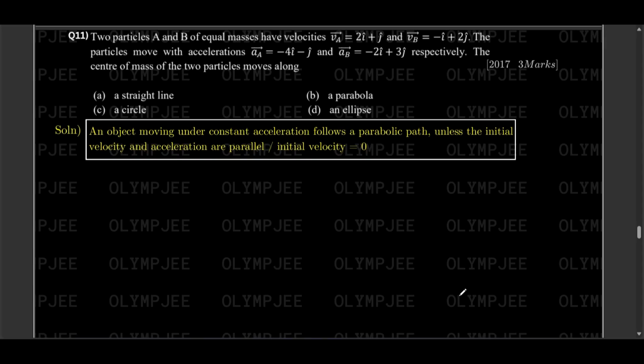Question 11 is good. It says that two particles A and B of equal masses have velocities VA = 2i + j and VB = -i + 2j. The particles move with acceleration. The acceleration of particle A is -4i cap - j cap, and for B it is -2i cap + 3j cap, respectively. The center of mass of the two particles moves along, so we have to tell the shape of the movement of the center of mass.